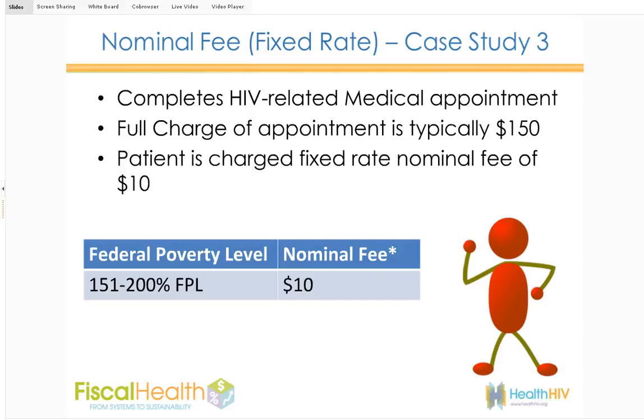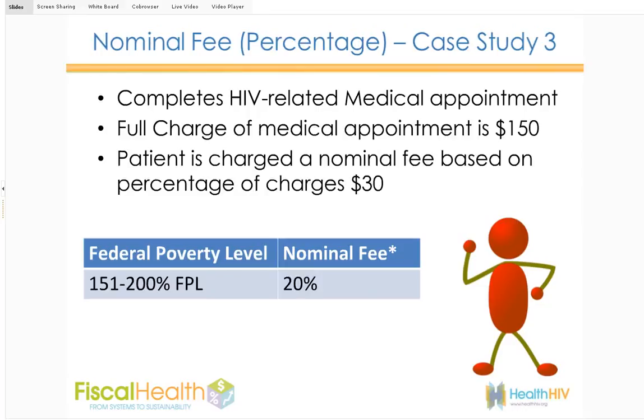So again, even if you have an uninsured patient, this sliding fee scale would be applied to them, and they would be only paying a portion of the charge that was provided, and then Ryan White would be assisting with the remainder of those charges. Similarly, if you use the nominal fee sliding fee scale that was based on a percentage, if the full charge was $150, the patient's nominal fee would be 20% of that $150, which would be $30. So even though there's a difference, the nominal fee sliding fee scale was $10 for the same patient, the percentage was $30. That's going to happen, and it's really at your discretion how you set up your sliding fee scale.